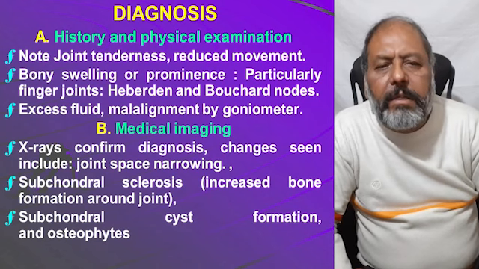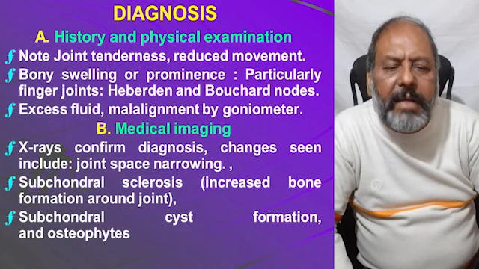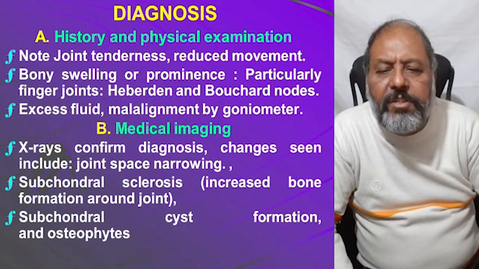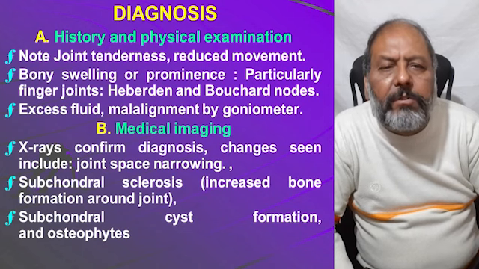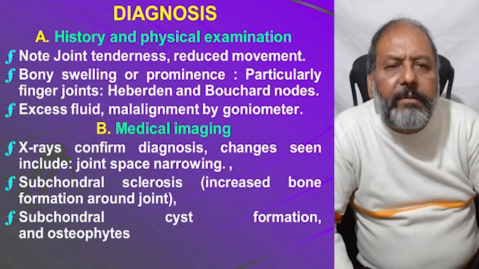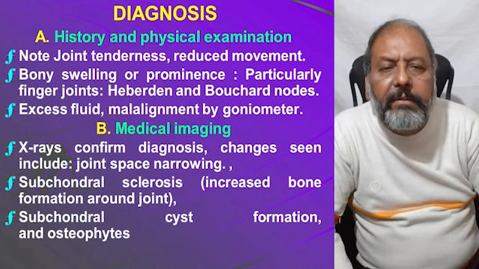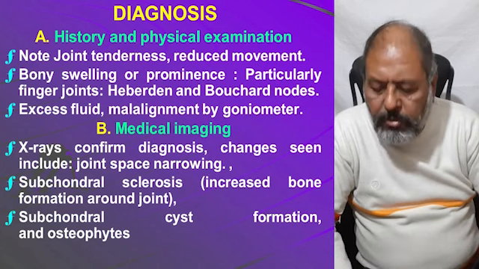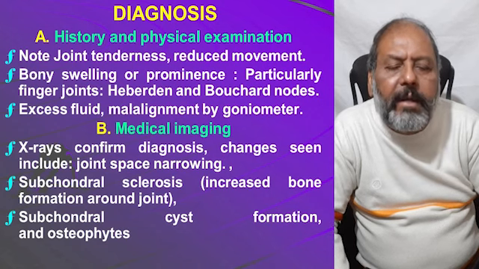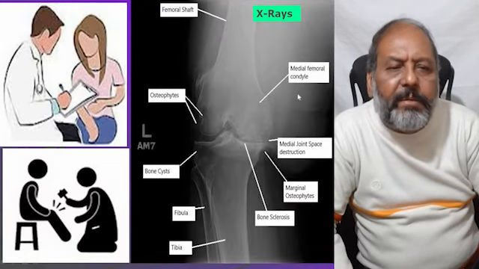The next in diagnosis is medical imaging. X-ray confirms the diagnosis. Changes seen include joint space narrowing, subchondral sclerosis, that is increased bone formation around the joint. Then subchondral cysts are seen and osteophytes are also noted on X-ray. So that is the history taking and examination.